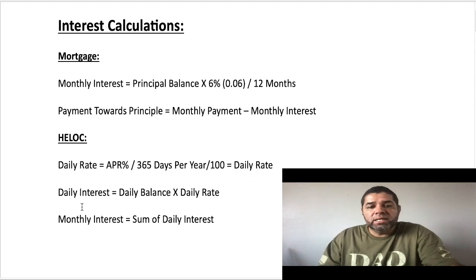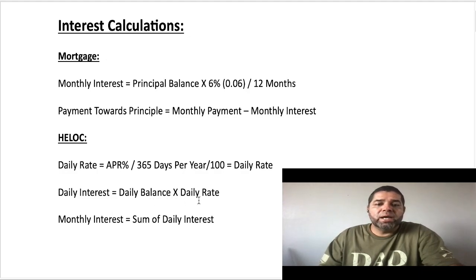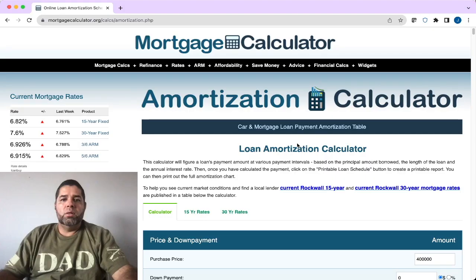Now daily interest is equal to your daily balance multiplied by your daily rate. And that's the amount that you're going to get charged for the principal balance on that day. Now to calculate your monthly interest, all you have to do is sum up all the daily interest charges that you've accrued throughout the duration of the month. Next, we're going to dive into the loan details.